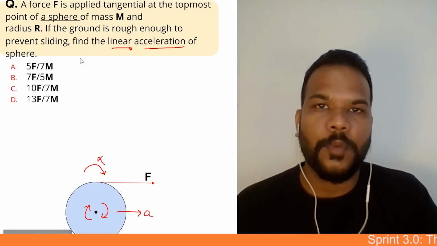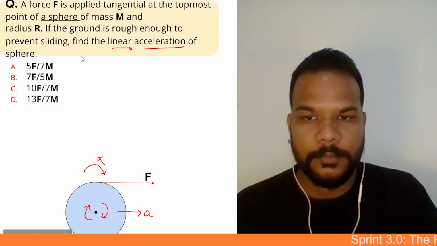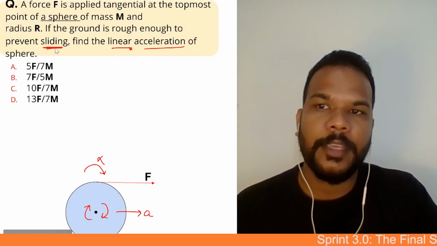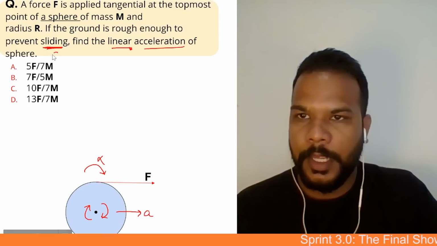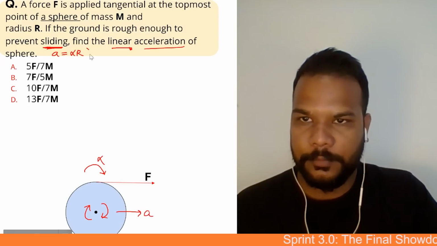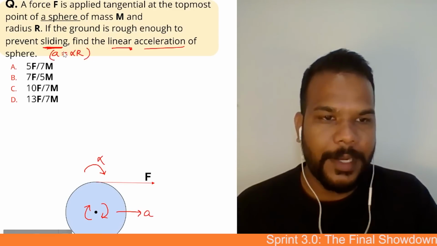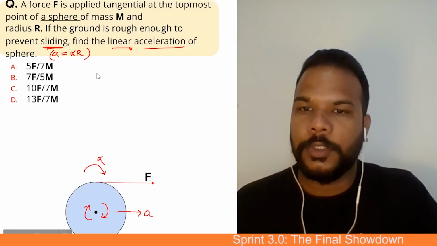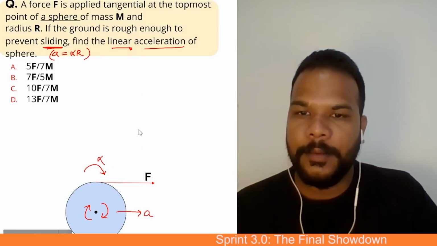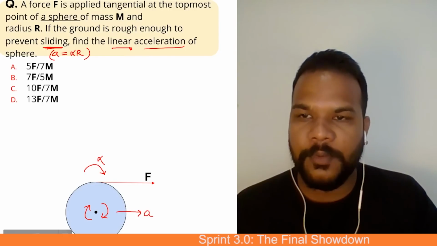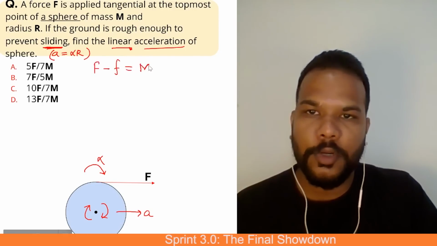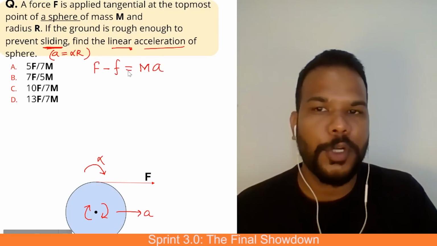Always remember F equal to ma, tau equal to I alpha, and assuming no sliding, already given here, so a will be equal to alpha r. This will also be valid. Perfect. So linear acceleration के लिए forward force is F, backward force is small f. So capital F minus small f should be equal to mass into acceleration. This is F equal to ma.